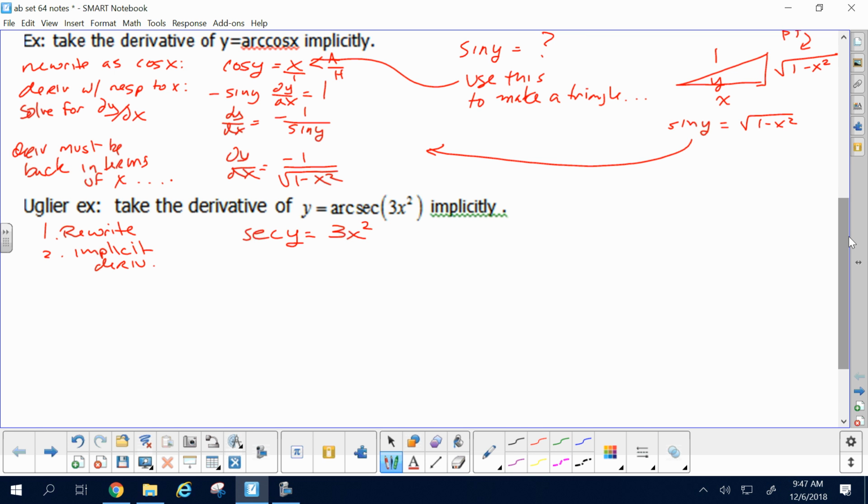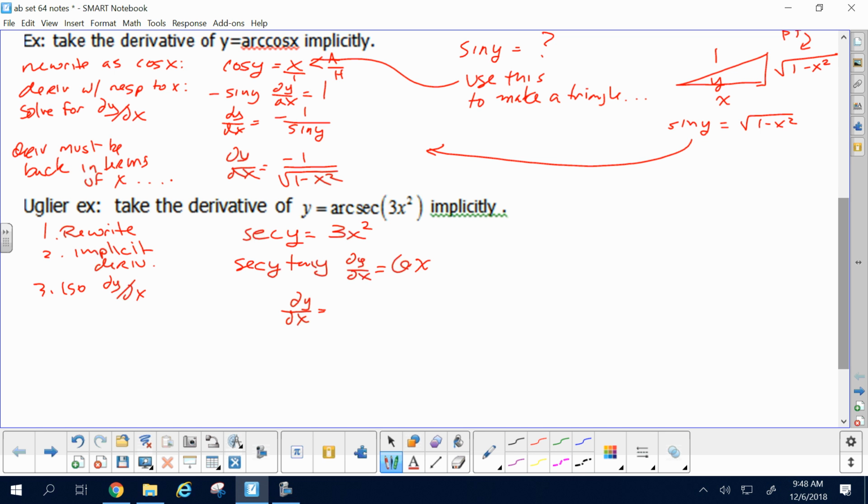What is the derivative of secant y? Secant y tangent y times the derivative of the inside, dy dx. What's the derivative of the right side? 6x. Cool. Okay? Now what do I do? Solve for dy dx. Isolate dy dx. I'm going too fast? Thank you. I need that feedback. Okay?